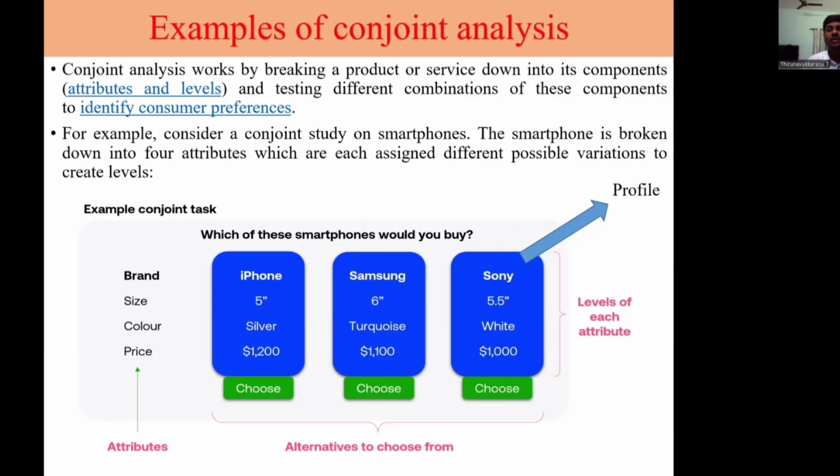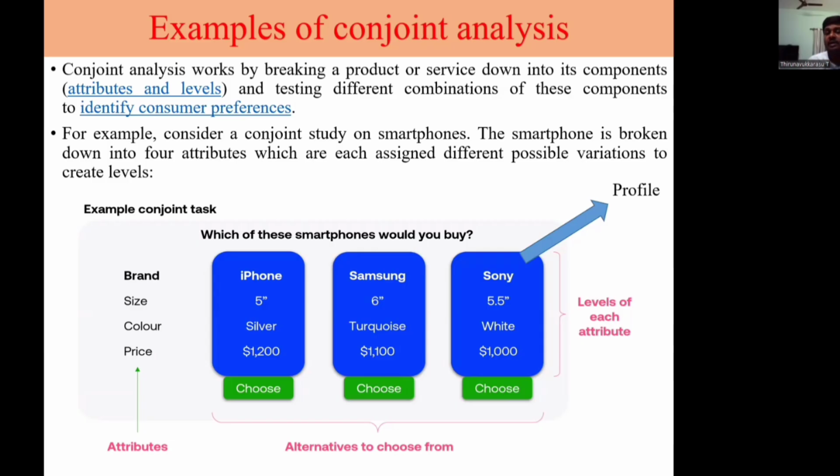This variation is called levels. From these alternatives, we have to choose any one. We are not going to buy the three products or the three brands of mobile. That is not possible for all buyers to buy these three. That is not impossible, but less than 1% possibility may happen, right? But in these combinations, I am going to choose any one of these profiles.